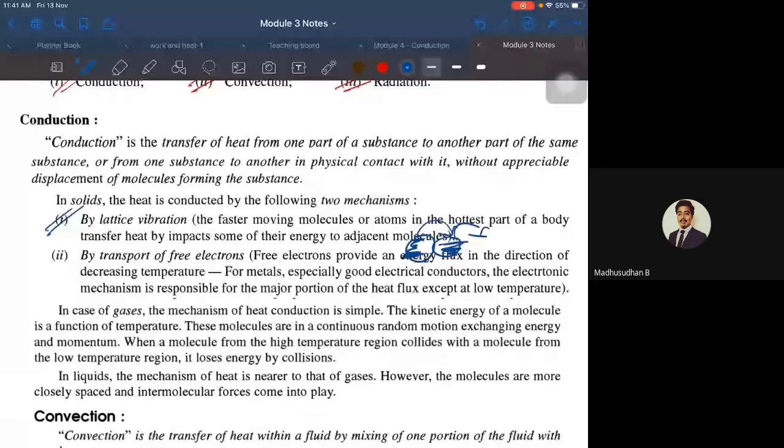This can happen where the free electrons get transferred from one molecule to the other molecule, thereby transferring the energy. In the case of gases, heat conduction is simple. The kinetic energy of a molecule is a function of temperature. These molecules are in continuous random motion, exchanging energy and momentum. So you know how the heat gets transferred in the molecules. Because of the random motion, the heat gets transferred within the system.